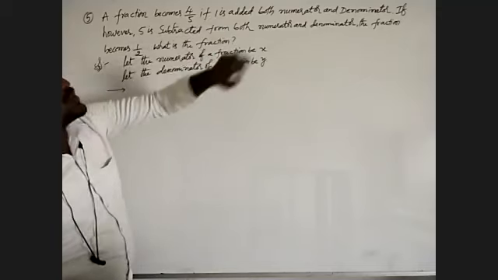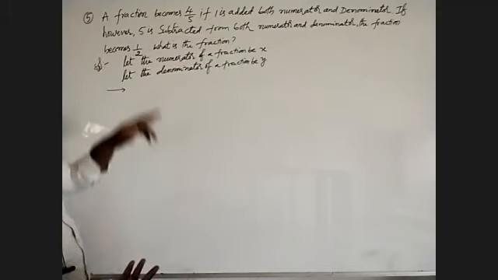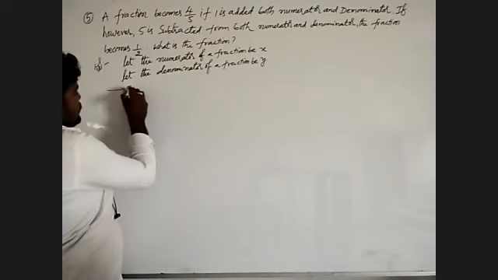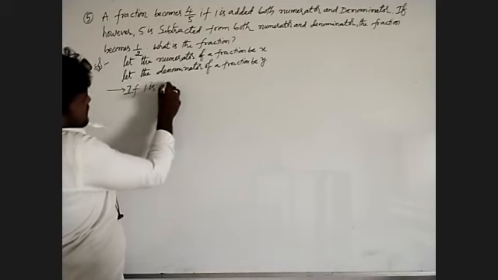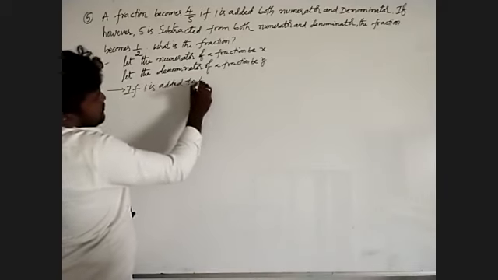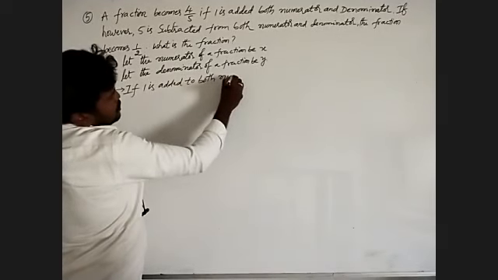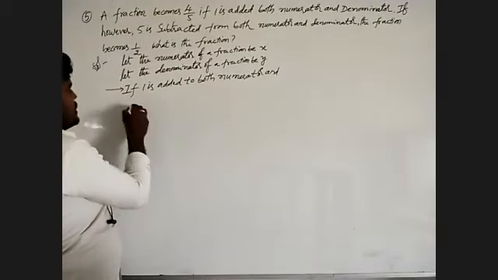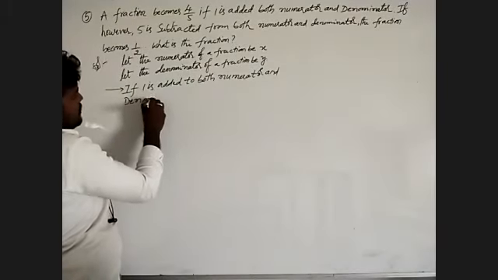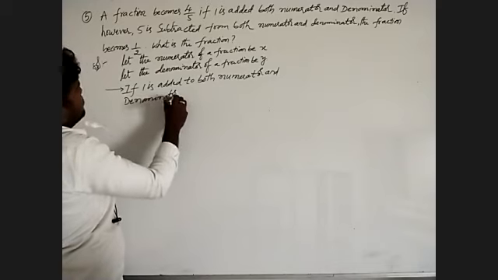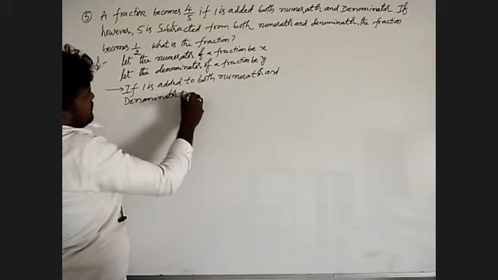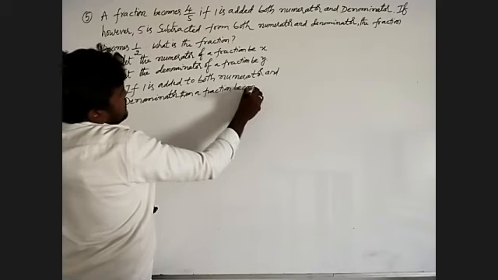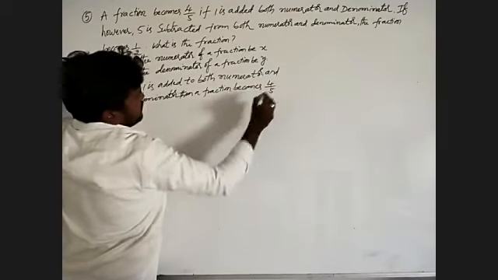1 is added to both numerator and denominator, a fraction becomes 4 by 5. I will write that one. If 1 is added to both numerator and denominator, then a fraction becomes 4 by 5. We'll observe.